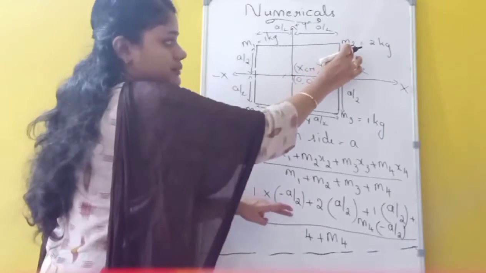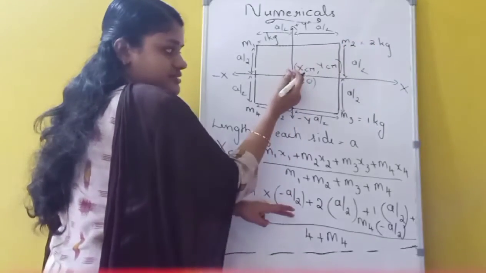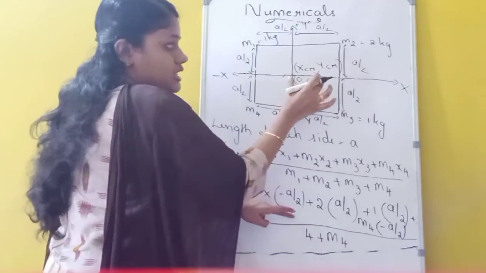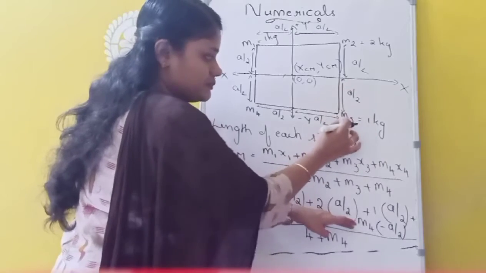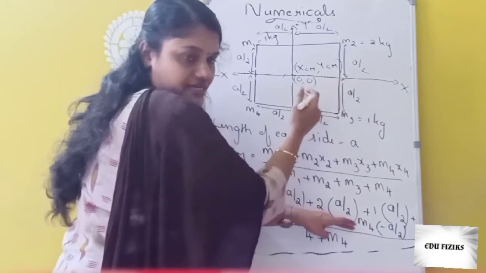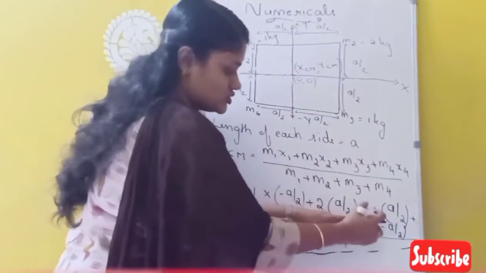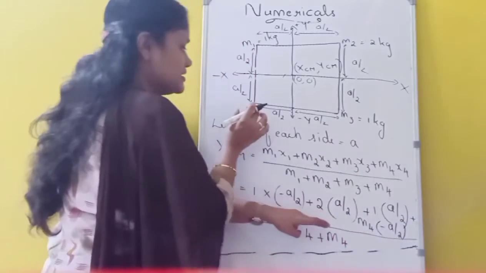And again from M2. So M2 means 2, so it is in the positive x direction. How much distance? A by 2. So 2 into A by 2, plus again M3 is also on the right of the origin, so take it as positive. Distance is A by 2. So 1 into A by 2 plus M4.